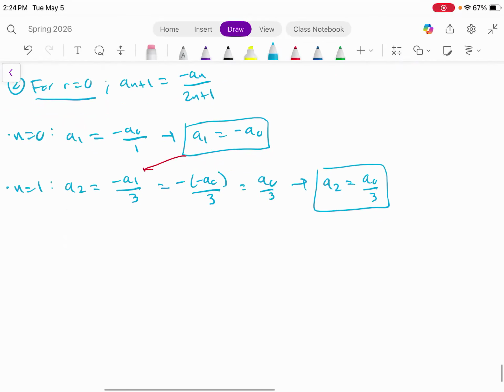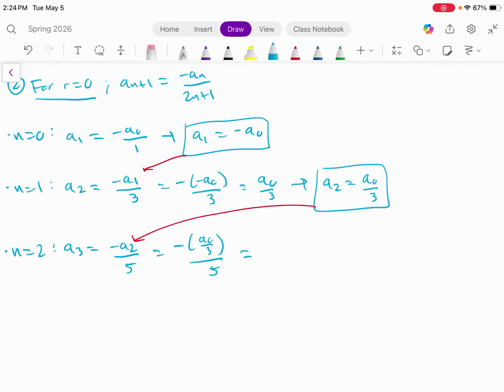Let's do one more. Just like last time. n equals 2. I get a3. This would be negative a2 over 5. But I know what a2 is, so we'll plug that in. So I get negative a naught over 3 over 5, which is negative a naught over 15. So a3 is just negative a naught over 15.